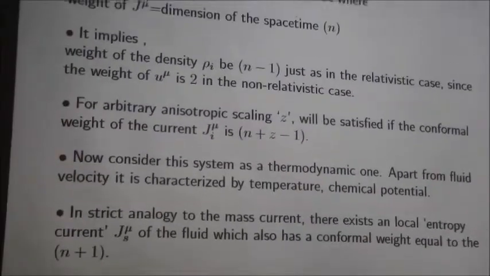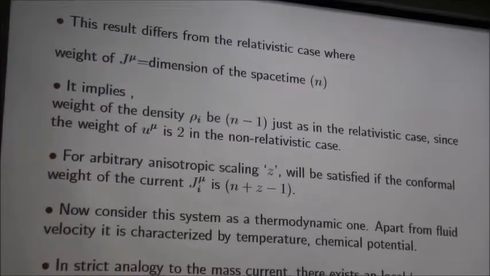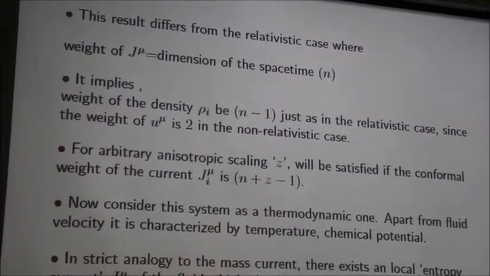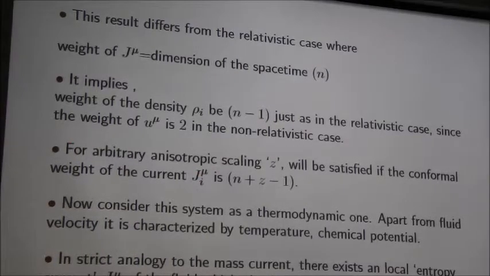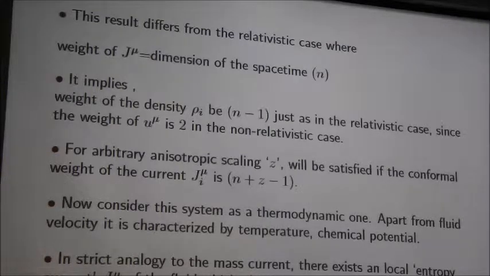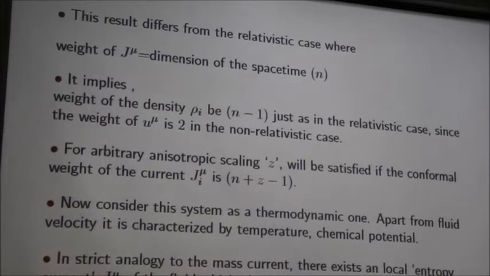These results differ from the relativistic case, where the conformal weight of J mu is n, but here it comes to n plus 1 due to the anisotropy between the scaling of time and space. So I can express J mu as rho u mu, and J mu has a scaling dimension of n plus 1, and u mu has a scaling dimension of 2. From that fact, I can derive that the weight of the density rho is n minus 1. So the weight of the entropy density is also n minus 1, following the fact that the scaling dimension of u mu is 2. For arbitrary dimensions, if we are not taking z equal to 2, if it's arbitrary z, then the weight of the current J mu will be n plus z minus 1.